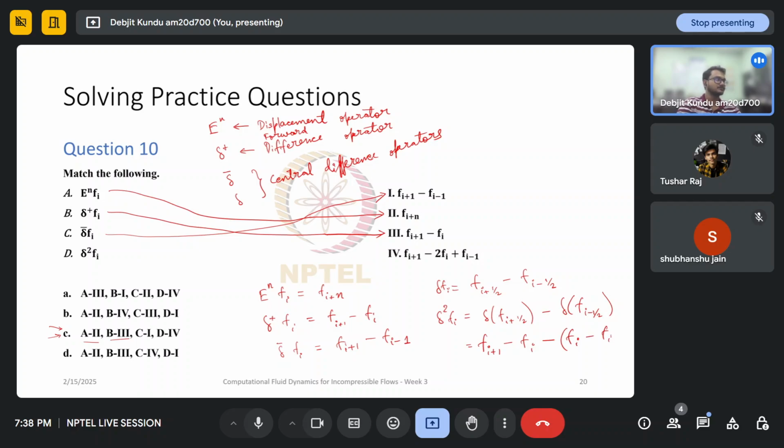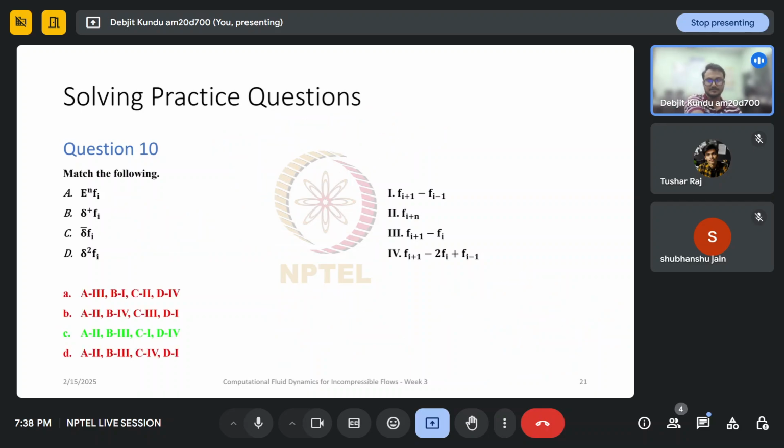So if I open the brackets and arrange things properly, I have 2 f_i with a minus sign, and plus f_(i-1). So this gives me 4. So D should correspond to 4. So C is 1, D is 4. C does look like the correct answer, and it is.